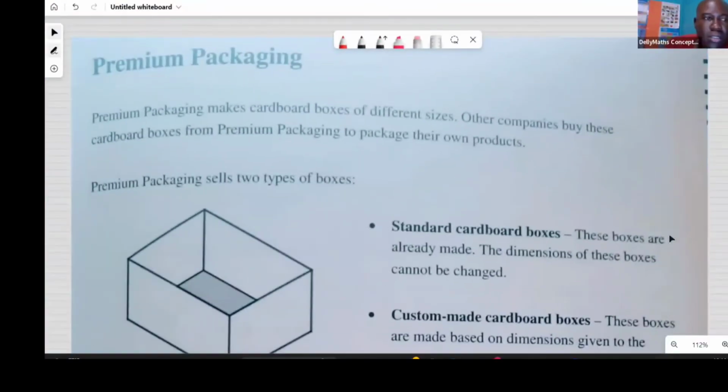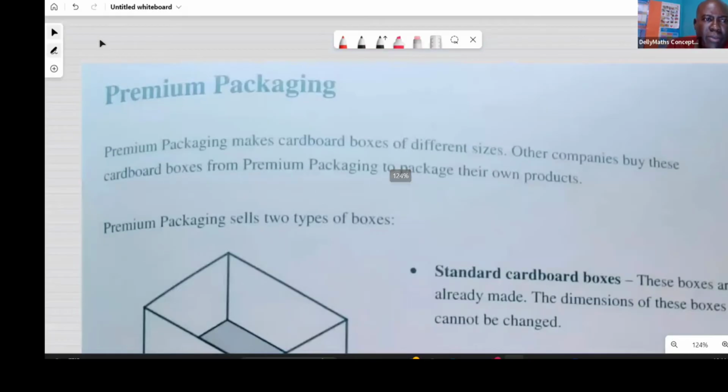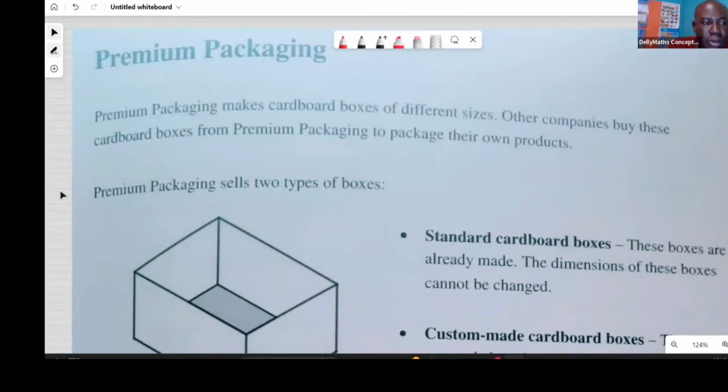In this video, we're looking at the PEP Performance Task, March 2023. It says premium packaging. Premium packaging makes cardboard boxes of different sizes. Other companies buy these cardboard boxes from premium packaging to package their own products.